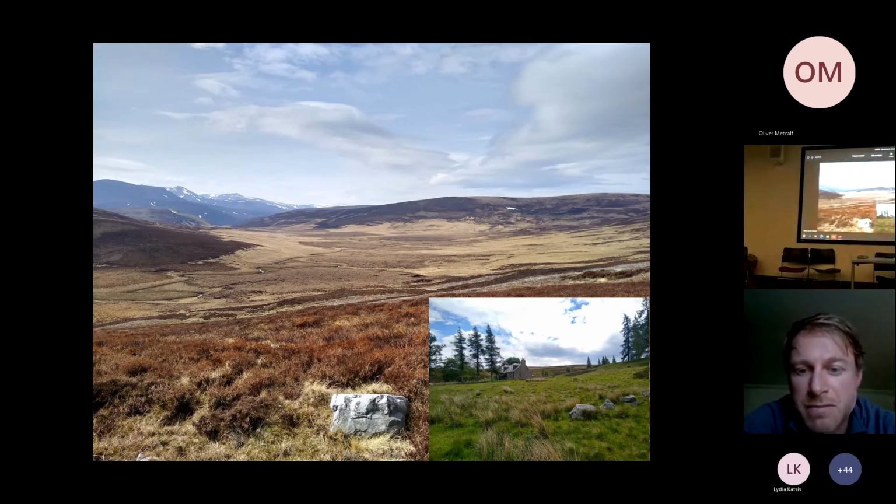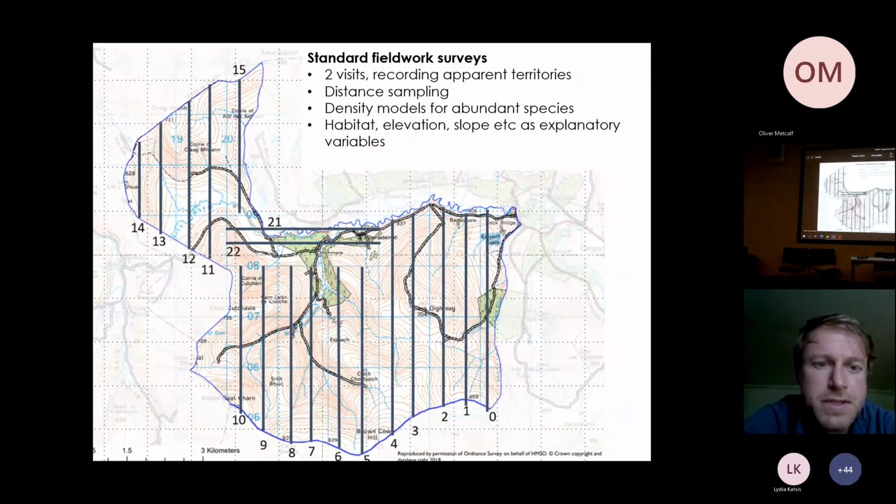So this is where I am now. I'm actually in this little house there, and broadly speaking, this is my study site. It's about 30 square kilometers on the east side of the Cairngorms, just in Aberdeenshire. And this is a map of the site.